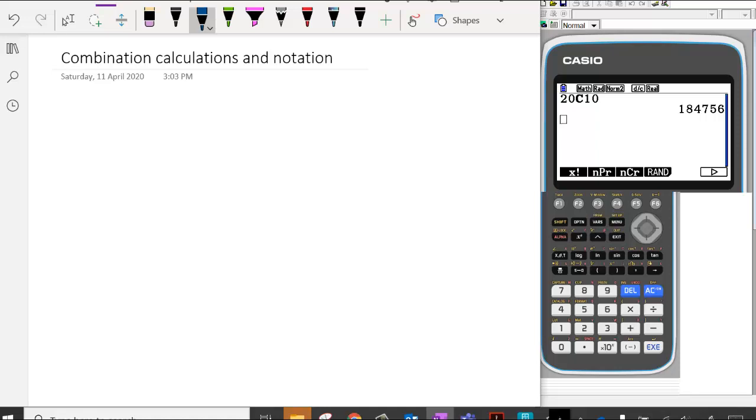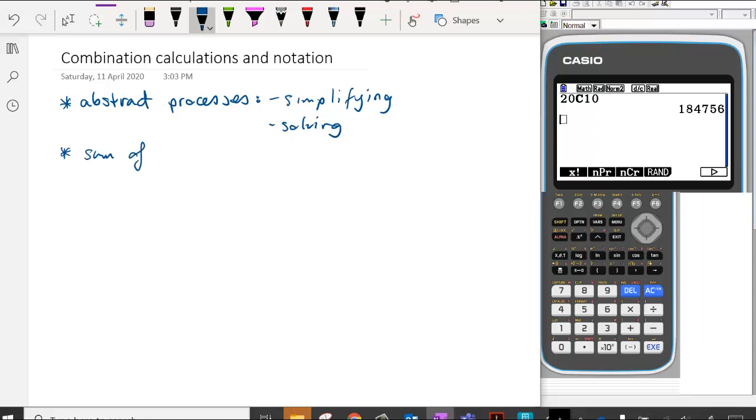Hello students, in this lesson we're going to continue on with our work with combinations. In particular, we're going to start by looking at some of those abstract processes, being simplifying and solving, and then we're going to go on and look at a sum of possible combinations, and we're going to link that back to our wonderful Pascal's triangle. We'll start off with looking at some of these abstract processes.